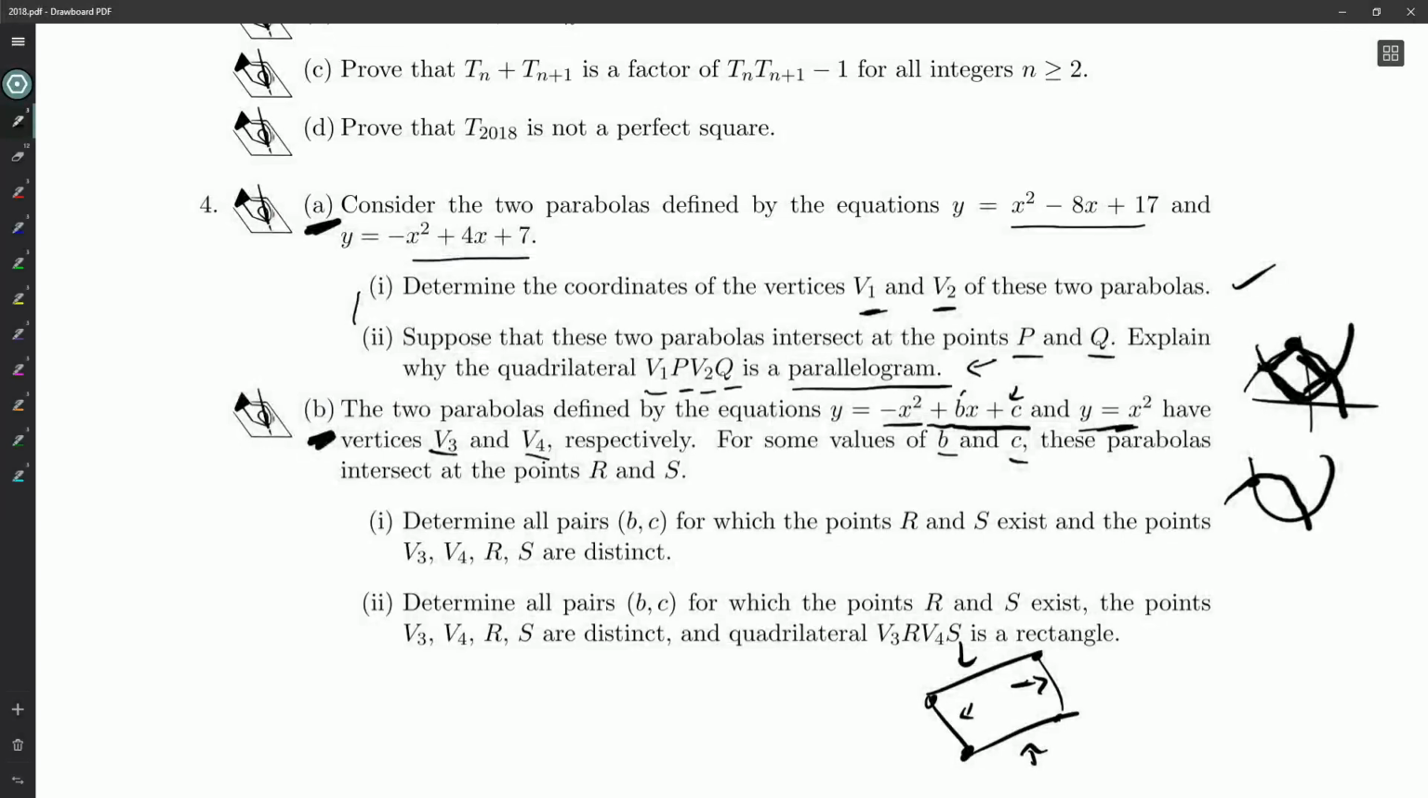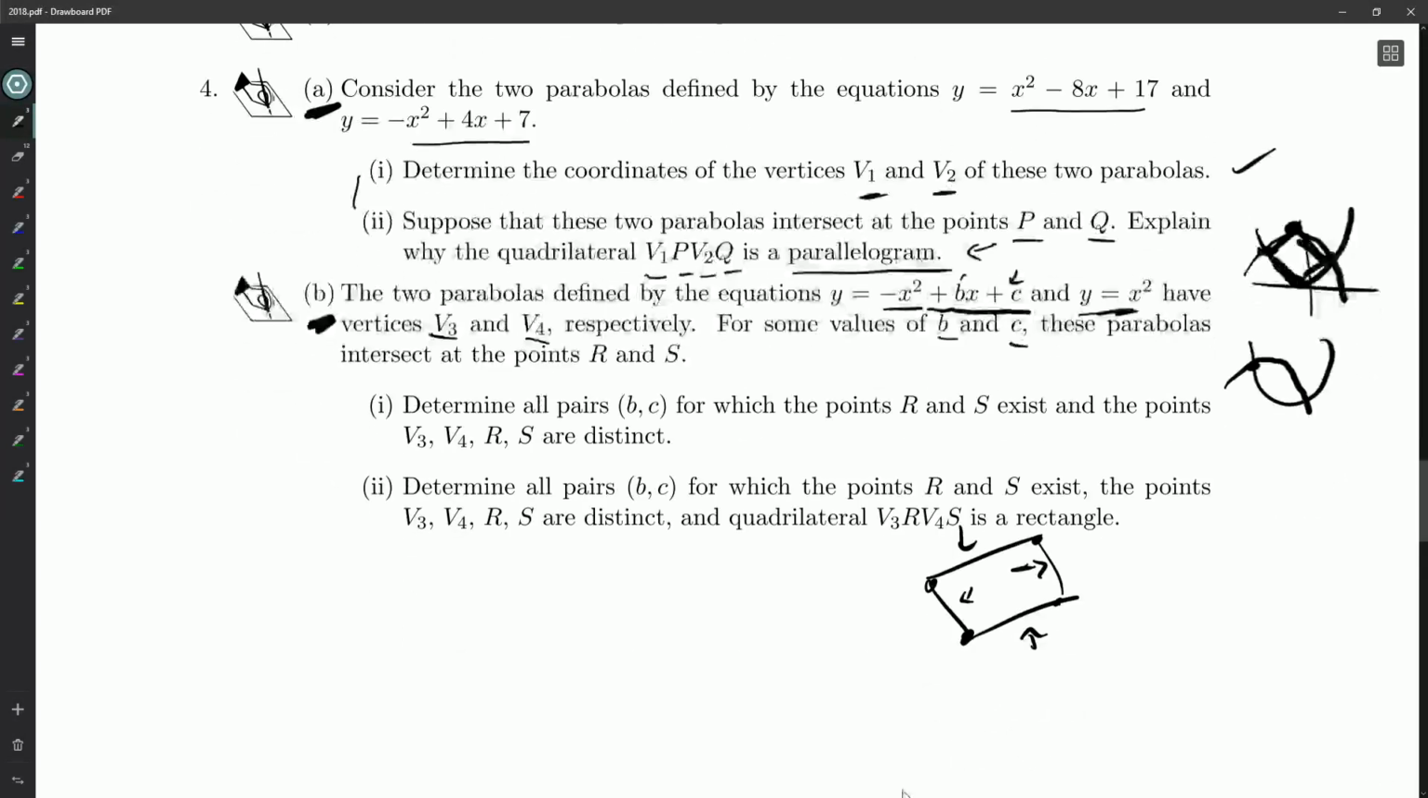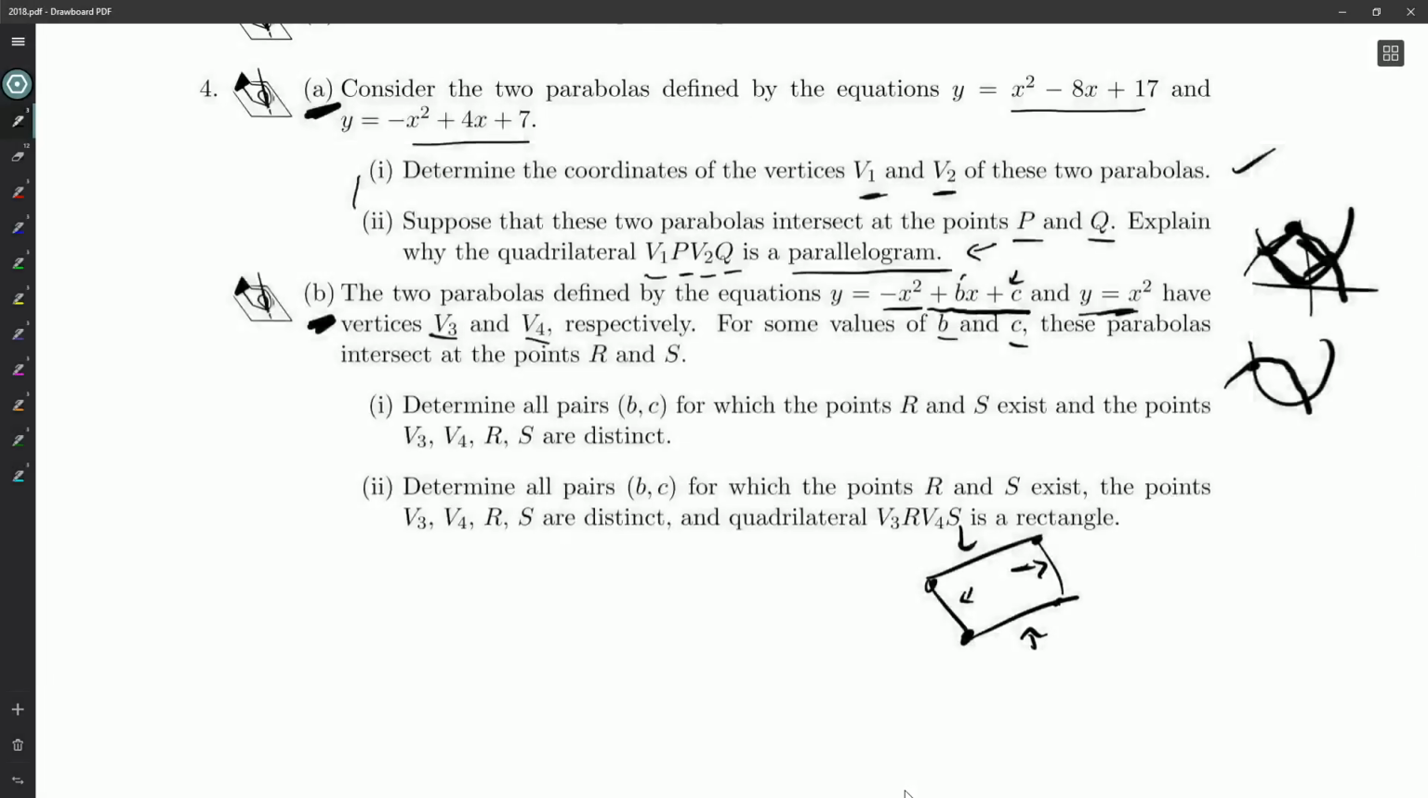Okay, so fresh sheet of paper, and now B. So we've got these two parabolas. Determine all pairs B, C for which R and S exist and the points are distinct. So first, let's say x squared plus bx plus c. And they are both pluses, right? We don't want to start this off the wrong way. So plus bx plus c. Okay, good.